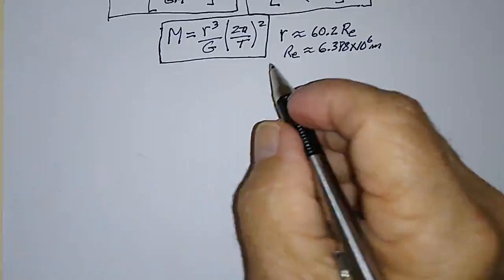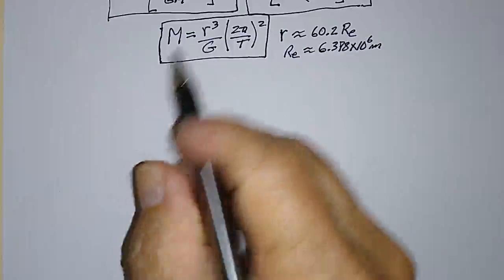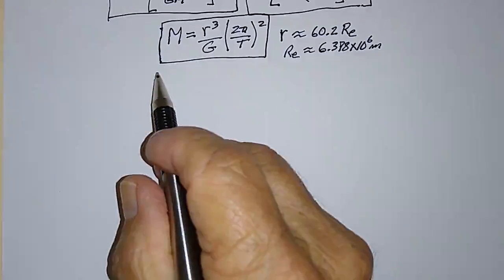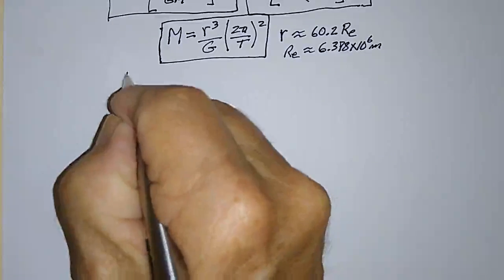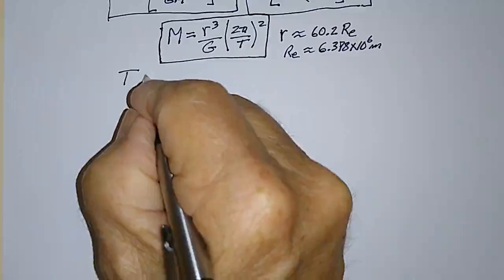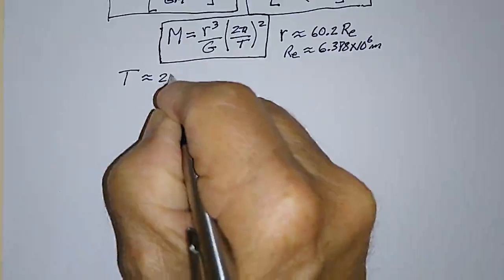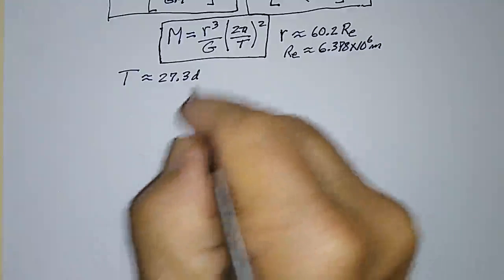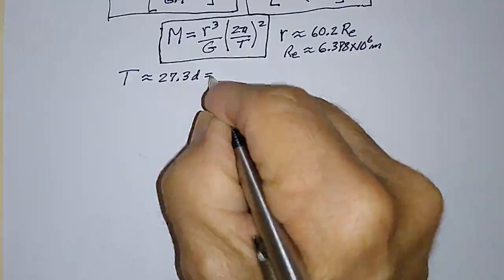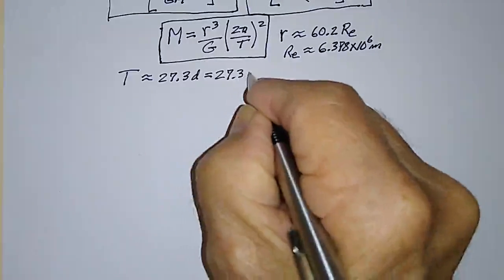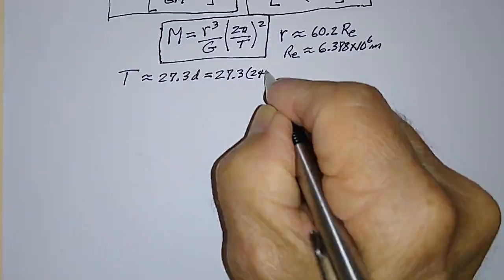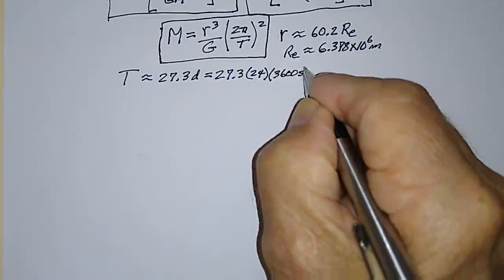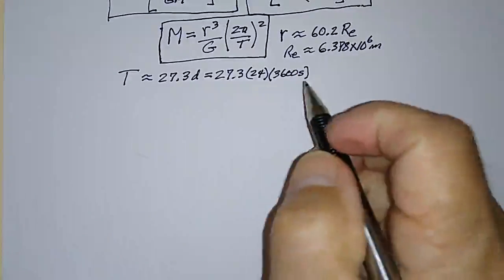And we know also from observations of how long it takes the Moon to go around the Earth, moving against the background of the fixed stars, that the period T is approximately equal to 27.3 days, and that is equal to 27.3 times 24 hours per day times 3,600 seconds per hour.